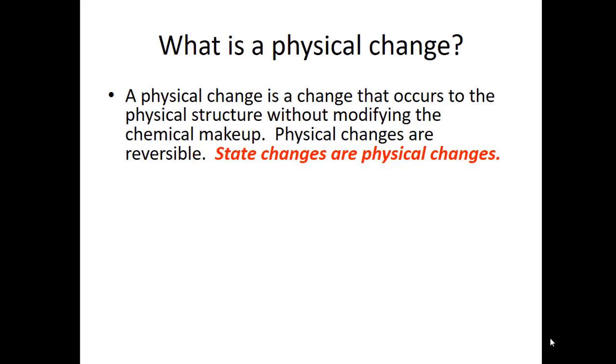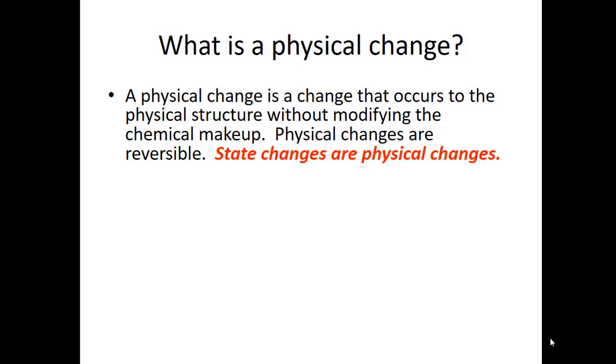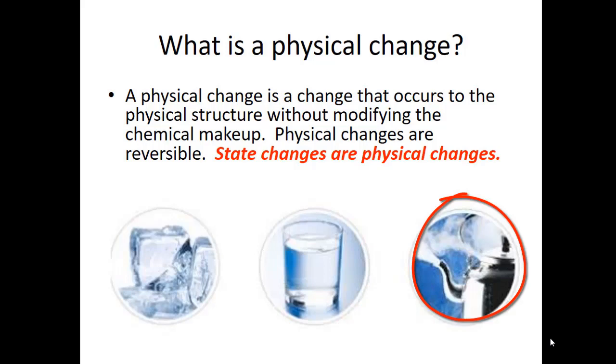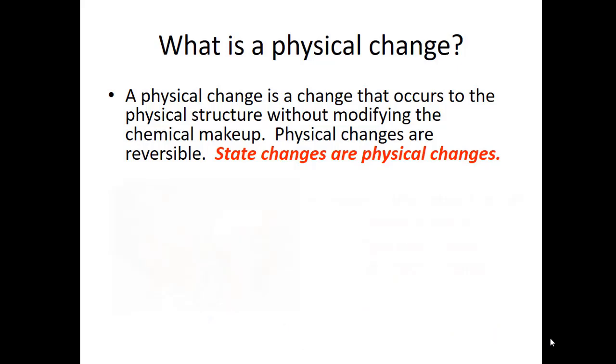It's a change that occurs to the physical structure without modifying the chemical makeup. Right? Every physical change is reversible. If you think about a vase breaking, if you drop a vase on the ground and shatter it into a million pieces, if you find every piece, you can put that vase back together because it was only changed physically. So state changes are considered physical changes, like going from water to steam, or from water to ice, right? From a solid to a liquid, or from a liquid to a gas. That's a physical change because at the end of the day, you haven't changed the molecular structure or the chemical makeup of that particular compound, right?